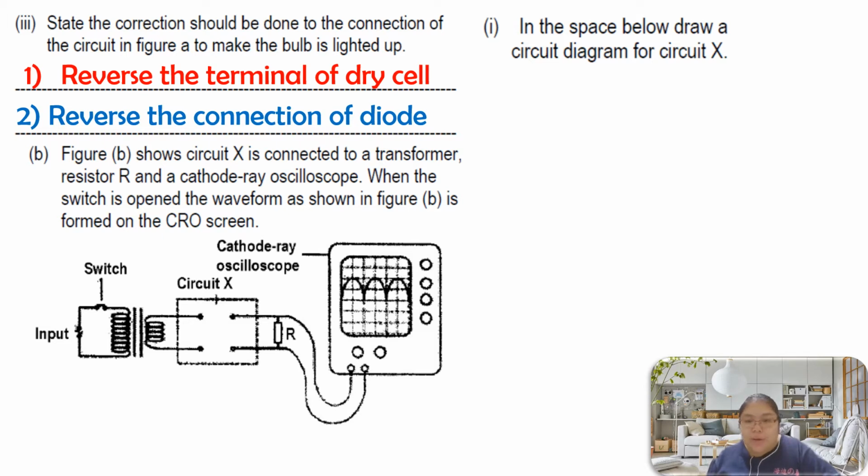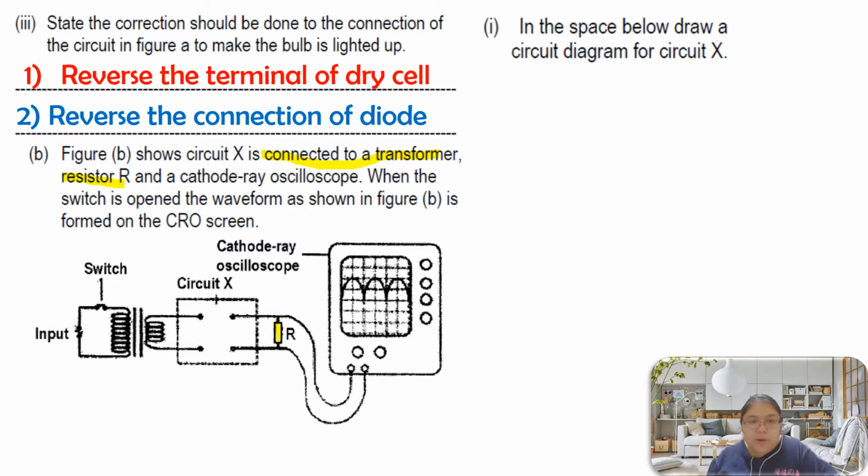Then we go and see question B. Question B shows circuit X. Circuit X is connected to the transformer. After the transformer, there is a resistor R. Then after that, it is joined with the CRO. Now we're going to see the result.